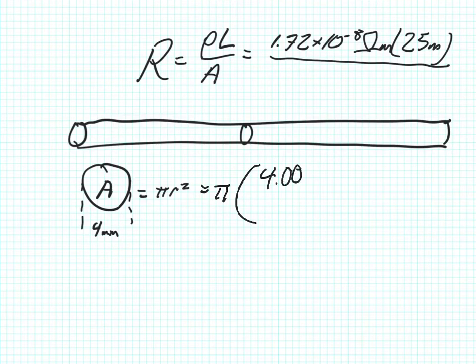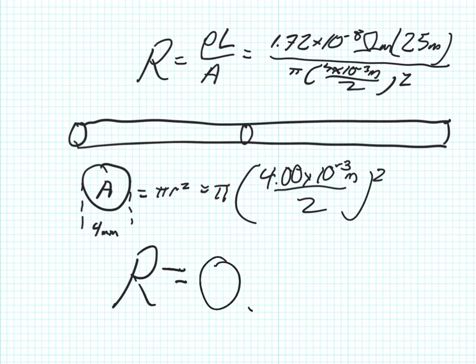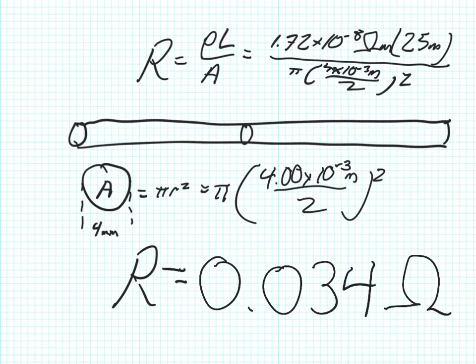Change my 4 millimeters to meters by writing it as 4.00 times 10 to the negative 3 meters over 2. Square the whole thing, and that goes in this formula up here as well. And then put it all in your calculator, hit enter, and you'll find that the resistance of this wire, your final answer, should be 0.034 ohms, where the units really cancel out beautifully in the last step because I have ohm meters times meters, so that's meters squared divided by meters squared in the denominator.